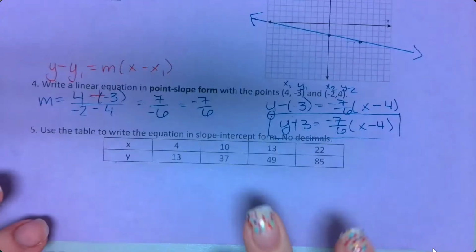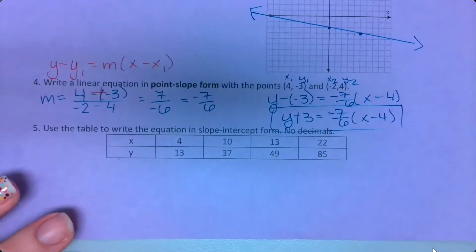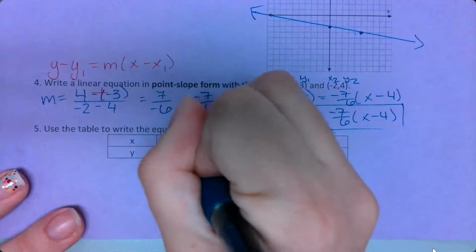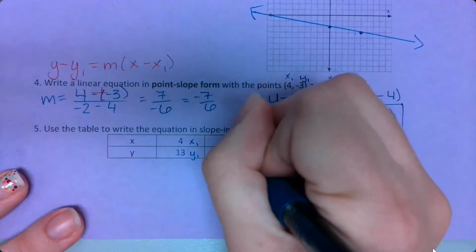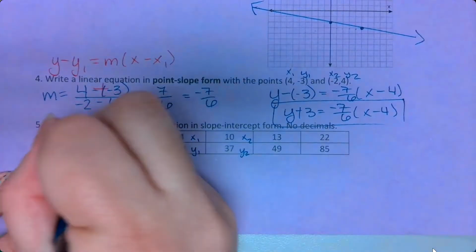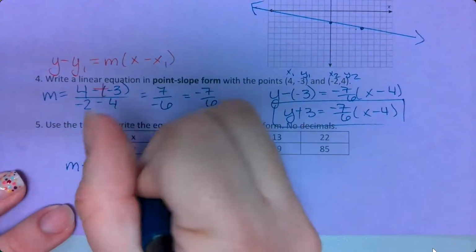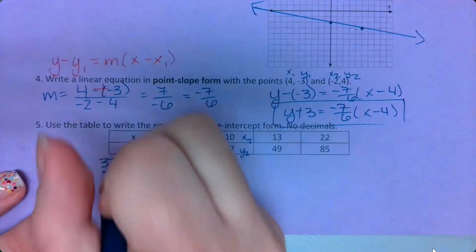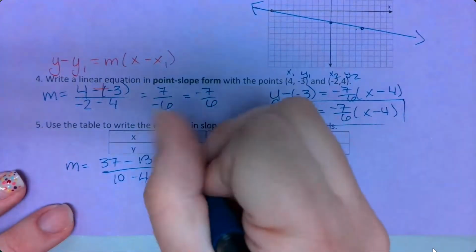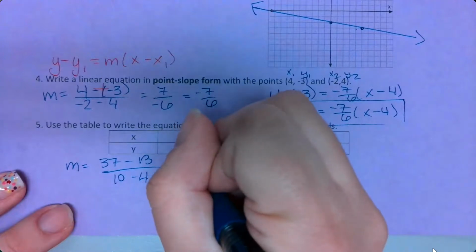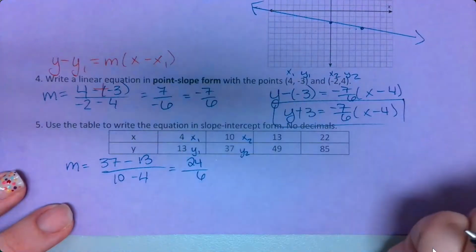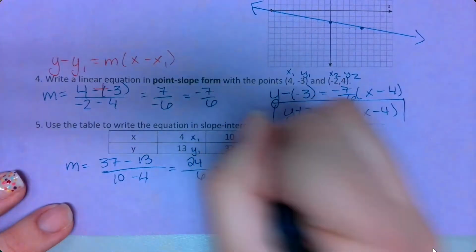Number 5 wants me to use the table to write the equation in slope-intercept form. Again, no decimals. So I'm going to label my x1, y1, x2, y2. I'm going to find my slope. So I'm going to do 37 minus 13 over 10 minus 4. 37 minus 13 is 24. 10 minus 4 is 6. 24 divided by 6 is 4.